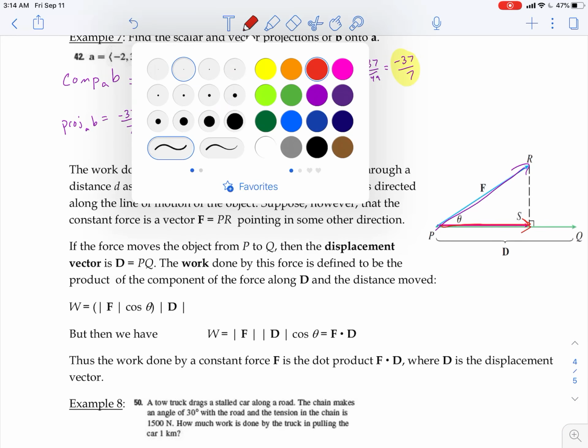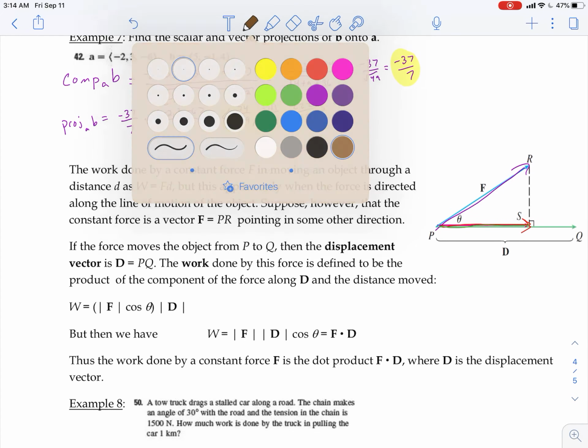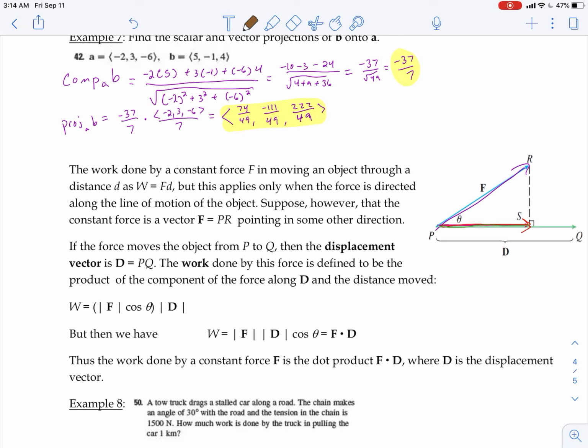All right, change the color real quick. I keep picking the colors that are most similar to what's on here. Let's pick this poop brown. And so that's what we need. In order to use our formula, we need the projection vector. All right?